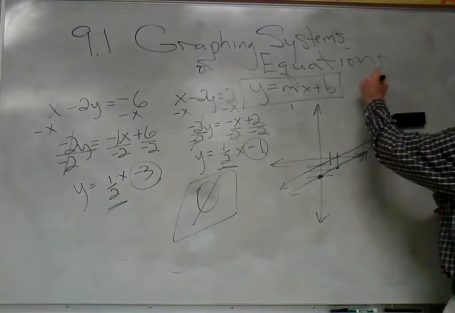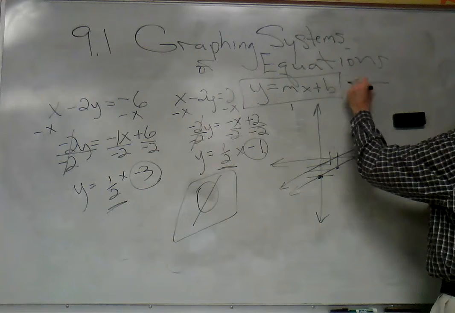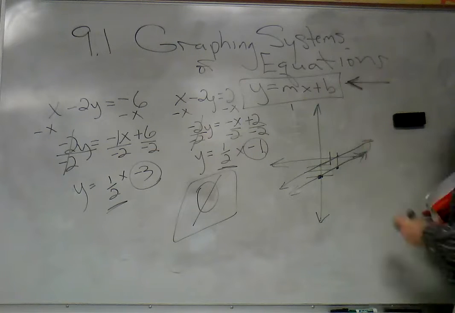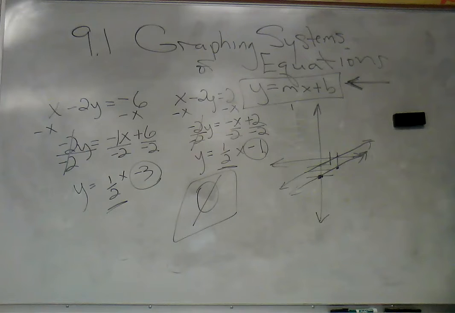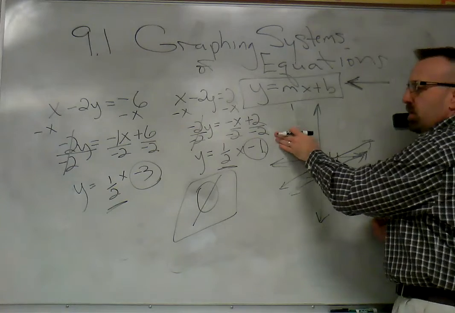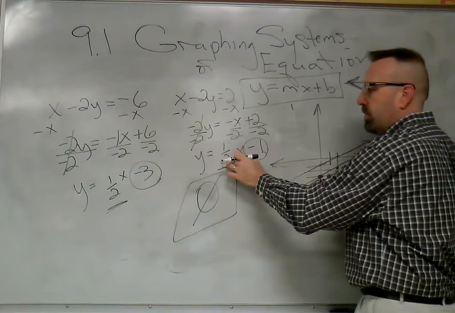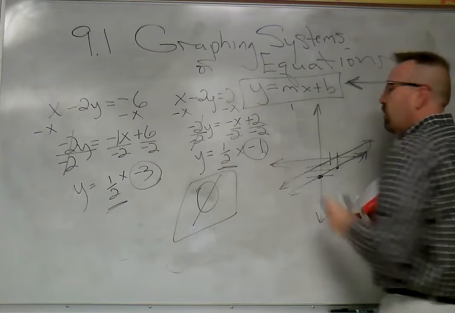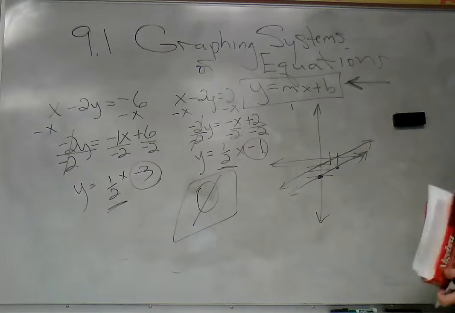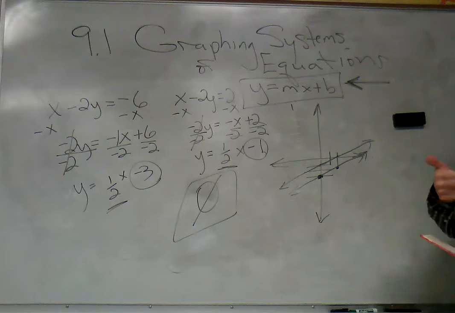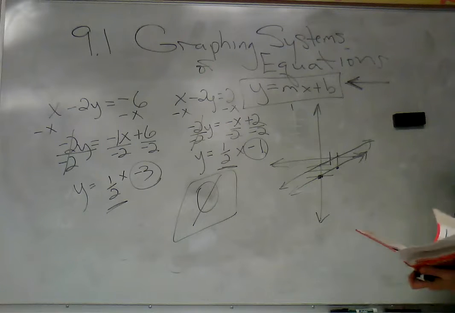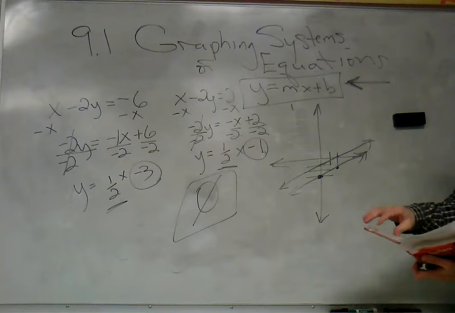So the biggest key, start here if they did not give you that to start with. Solve for y. Because once it's solved for y, you've got your two main parts. You've got your y-intercept, which is your starting point, and you've got your slope. Okay? Graph both of them on the same graph. Again, it's either going to be one answer, 0 answers, or all solutions.